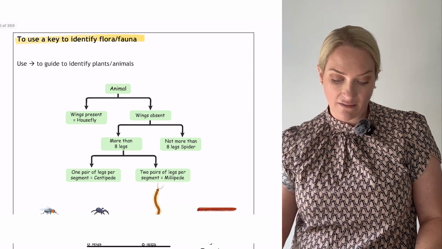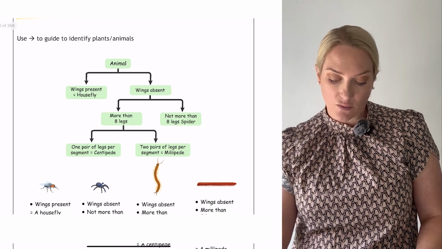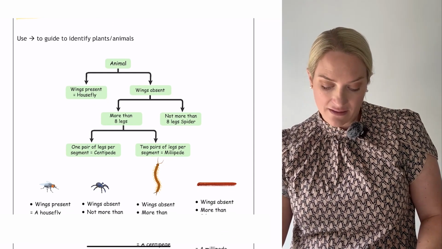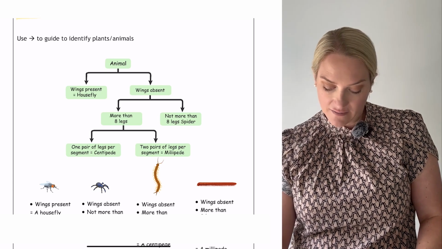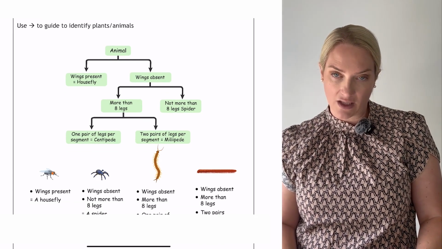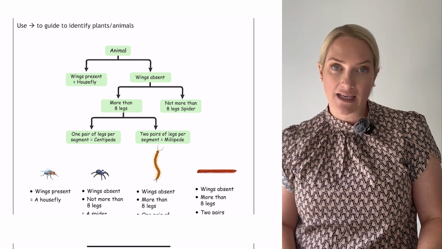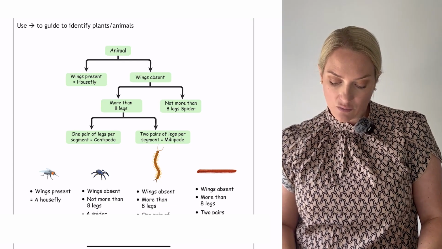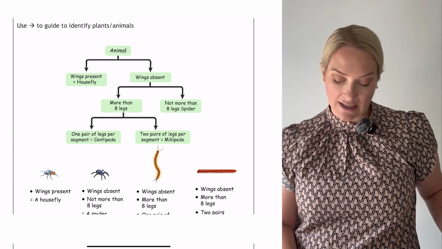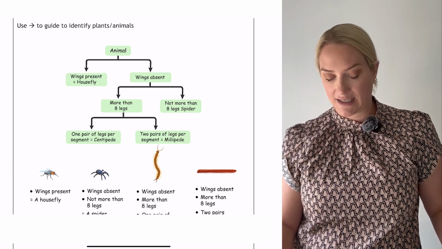So here's a very, very simple example. So we have our animal here. Are wings present or are wings absent? If wings are present, we're saying it's a housefly. If wings are absent, then we have to look at the next thing. If there are no wings present, how many legs does it have? Does it have more than 8 legs? If it has no more than 8 legs, then it's a spider.